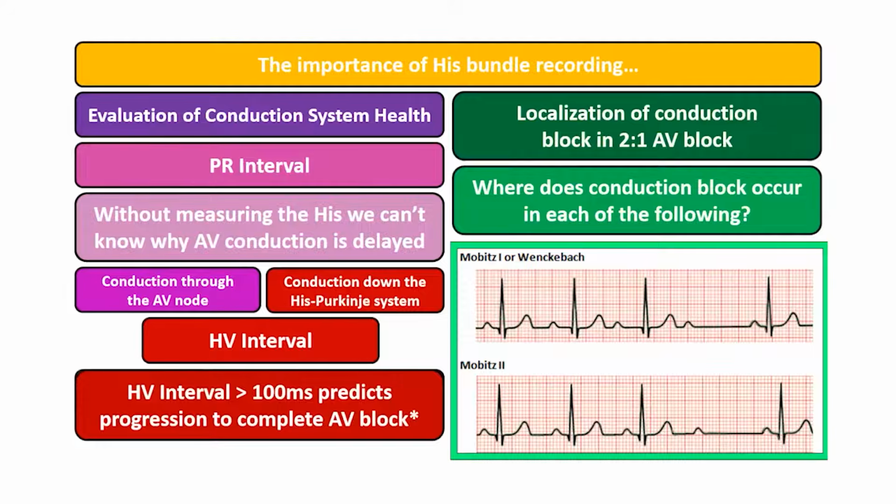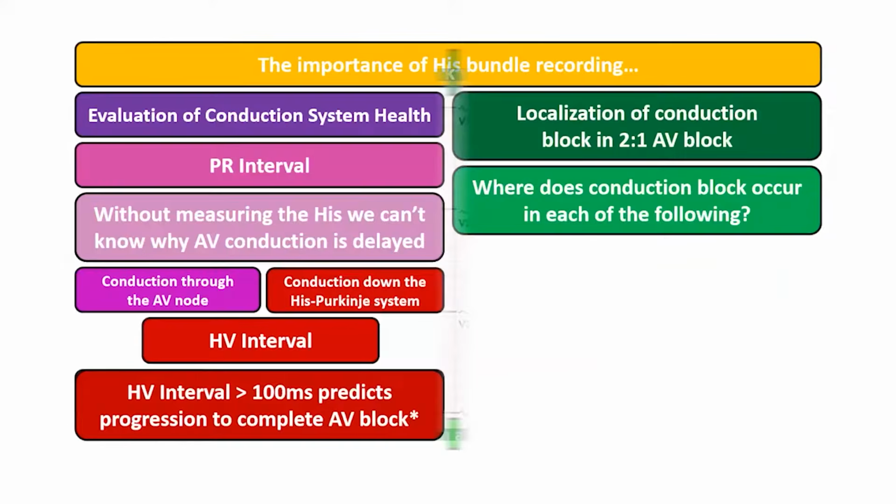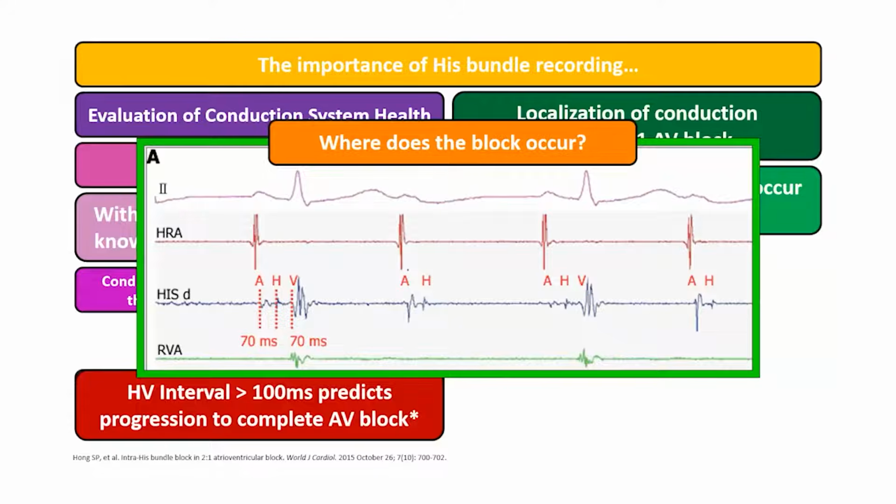We know that in Mobitz type 1 or Wenckebach, where we see prolonging PR intervals before a dropped QRS, this block occurs in the AV node. And here in Mobitz type 2, where we have a fixed PR interval before we have a dropped beat, we know that this represents more distal conduction disease and that the block occurs in the HIS Purkinje system. So in 2-to-1 AV block, we can't tell, at least not based on a surface tracing alone. But with the help of a HIS bundle recording, we can localize where the conduction block occurs.